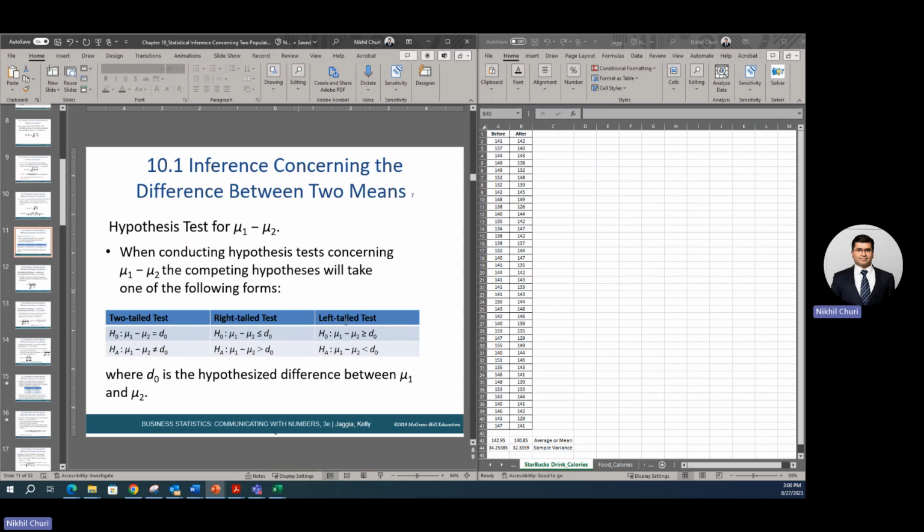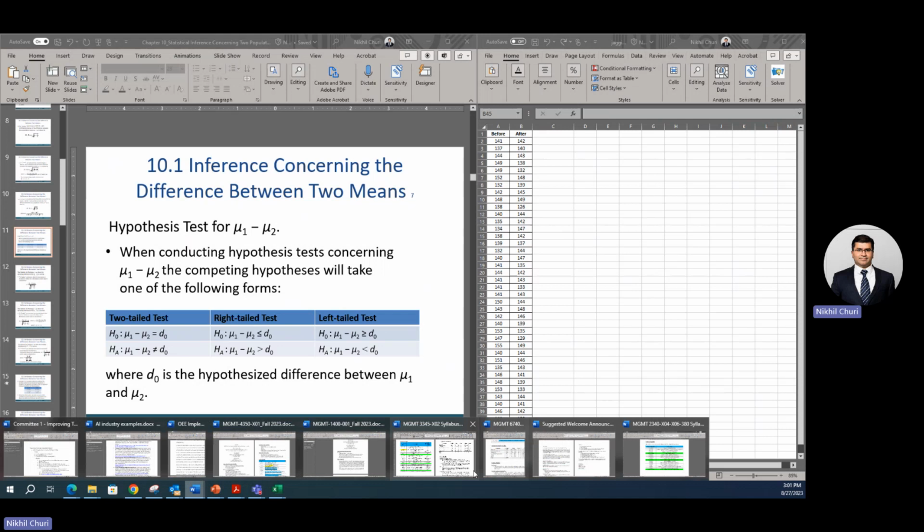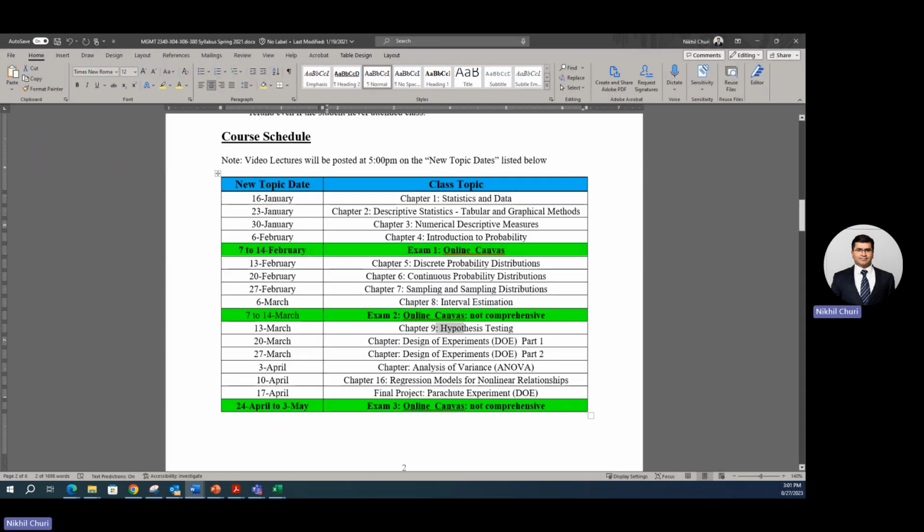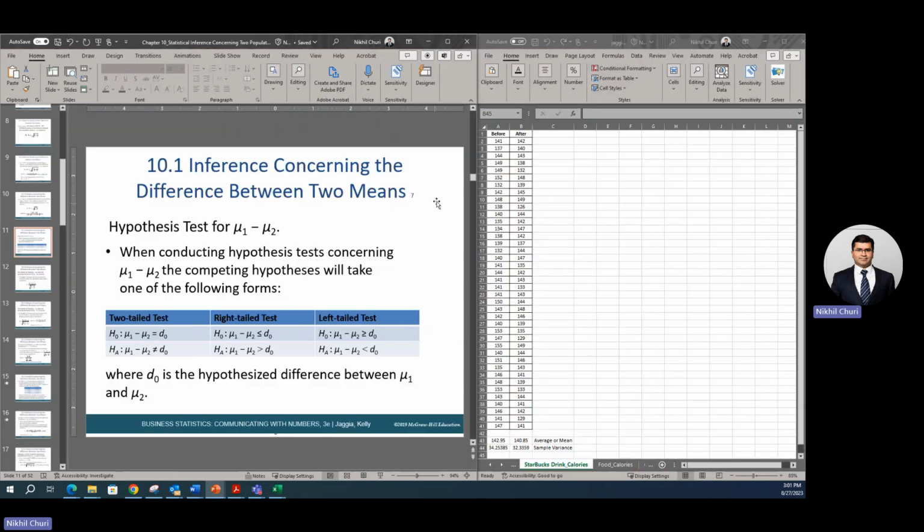This whole topic was covered during one of our topics, hypothesis testing, in Business Stats 1, that is 2340. There was a whole chapter dedicated to hypothesis testing, so as a refresher, I pulled the next two or three slides.